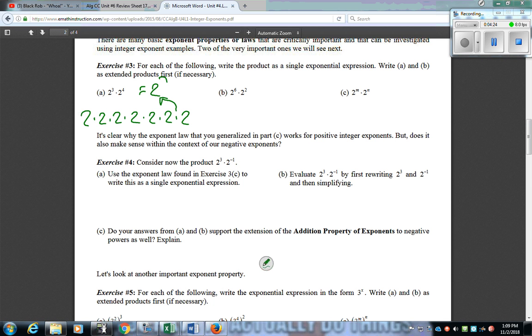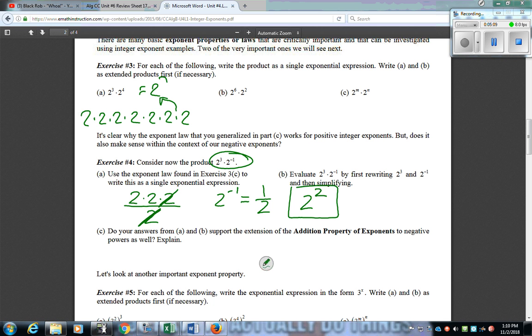If we're talking about exercise 4, I know I'm skipping ahead, 2 to the third times 2 to the negative first. Well, in this case, what we would have is 2 times 2 times 2, and then because 2 to the negative first is the fraction 1 over 2, that would mean we'd have a 2 on the bottom. And when you divide, you also can use that as kind of canceling out. So 2 to the third times 2 to the negative first is going to end up being 2 to the second, which in this case would be 4. But as an exponent, that's what it would have looked like.